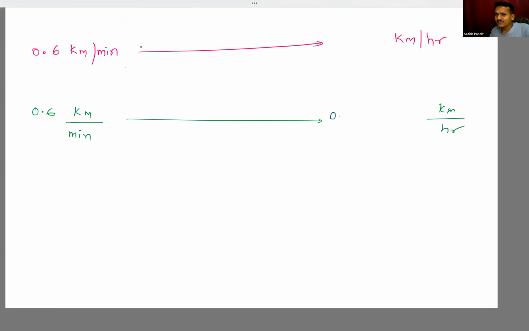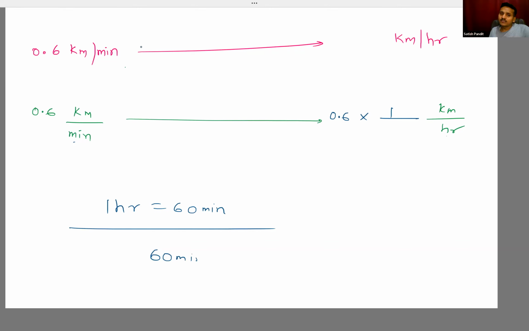See, 0.6 is a constant. Now kilometer to kilometer, we don't have to do any jump, so you can say it is just one, because it's the same unit. We don't have to convert the unit itself. So kilometer is kilometer. Yes or no? Now the denominator, minute to hour. See, 1 hour is 60 minutes. So 60 minutes is 1 hour.